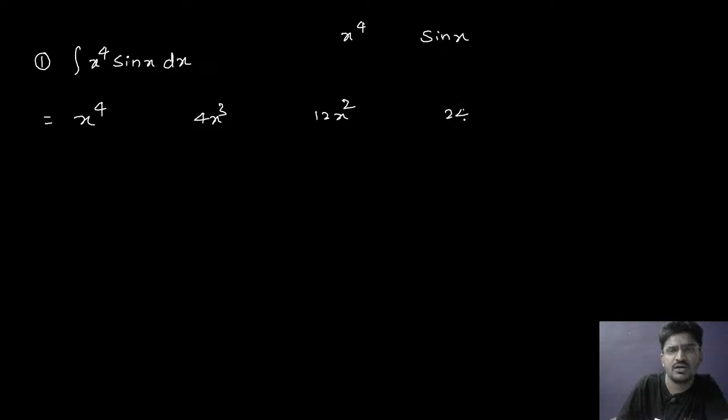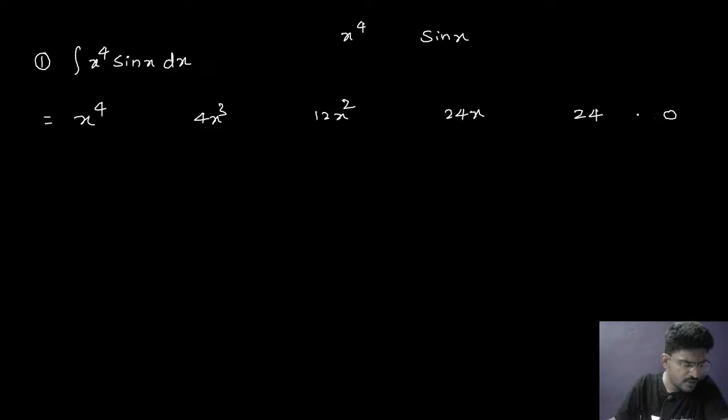So how to simplify them? Let us see. You have two terms here. One is x raised to 4. Another one is sin x. Clear? So first write x raised to 4. Here differentiate x raised to 4 and you write it. Again differentiate this, 4x cube, and write it here. Again differentiate this, 12x square, and write it here. And you differentiate 24x and write it here, and now you differentiate 24 and write it here.